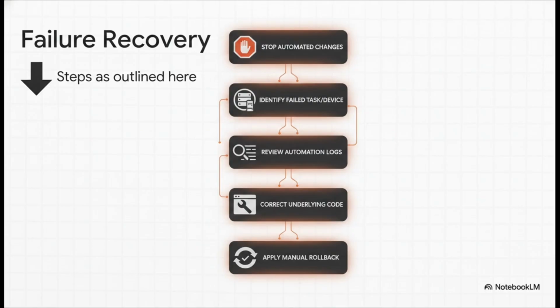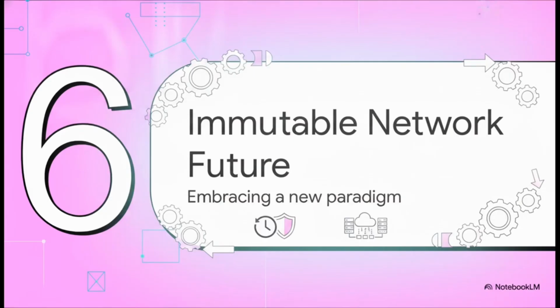When things fail, and they will, you have to use a deliberate recovery process. As we've outlined here, first, you immediately stop any further automated changes. You identify the specific failed task or device. You check if partial changes were applied, like did half the site get the new VLAN and the other half didn't? Then you correct the underlying infrastructure code. And finally, you must apply a completely separate, fully tested manual rollback plan. You cannot skip this.